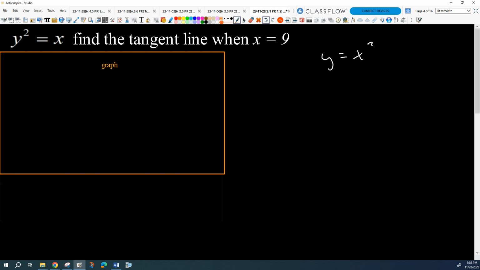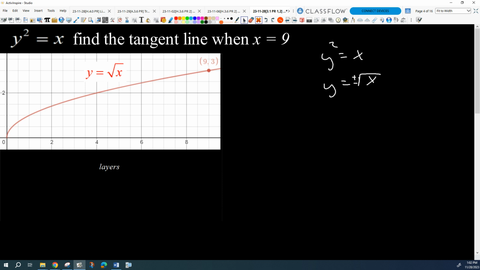y equals x squared. So if I square root both sides, what do I get? It's y squared equals x. Oh, I wrote that backwards, didn't I? Yeah. So what do I get? y equals plus or minus. Plus or minus. Yeah, right. I've got y equals plus or minus. So if I just look at the top, that's what it looks like, doesn't it?